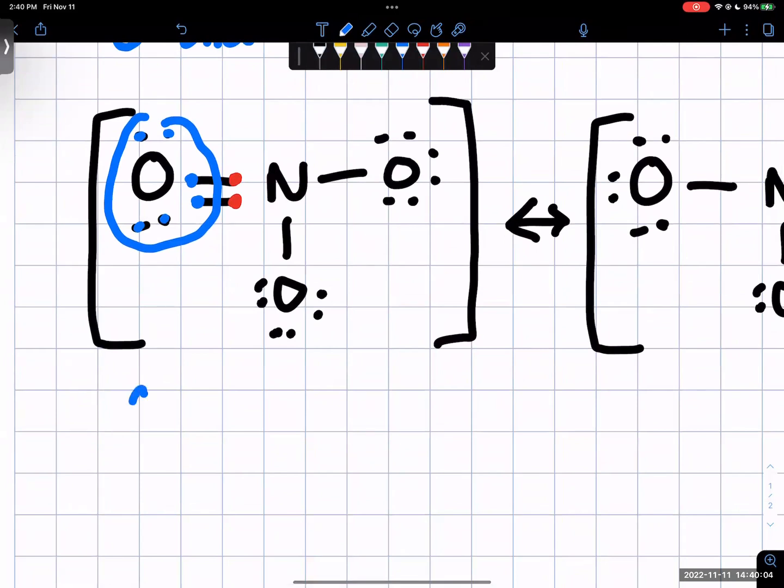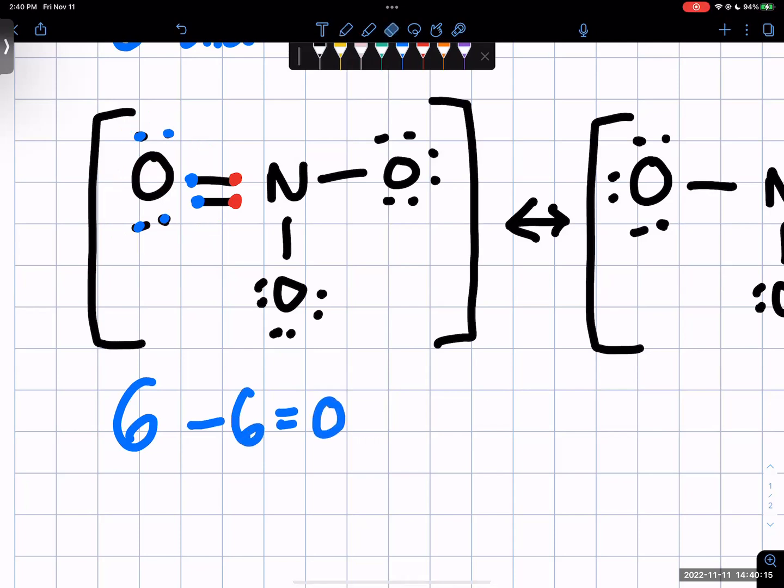So this would be 6. It has 6 in this case. We don't count the red ones. We only count the ones that it actually owns. And then it's supposed to have 6. So this one would have a formal charge of 0. On the left. Does that make sense? Let's go ahead and do the oxygen on the right.